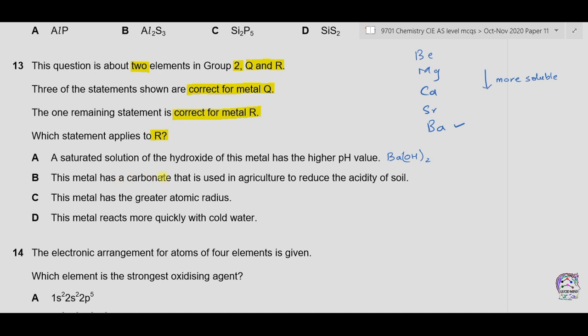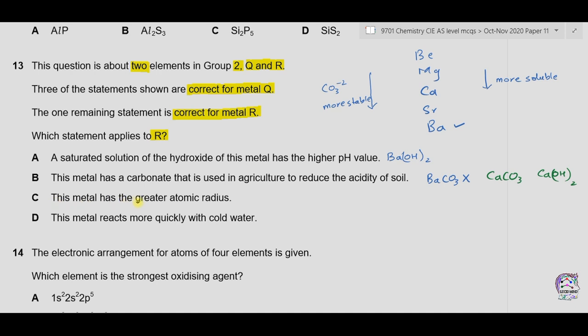B. This metal has a carbonate that is used in agriculture to reduce the acidity of soil. Now we can see that the carbonates of group 2 become more stable as we move down in the group. So it means barium carbonate is difficult to decompose, so it won't be barium carbonate. It could be calcium carbonate because we know that calcium carbonate forms calcium hydroxide, which reduces the acidity of the soil.